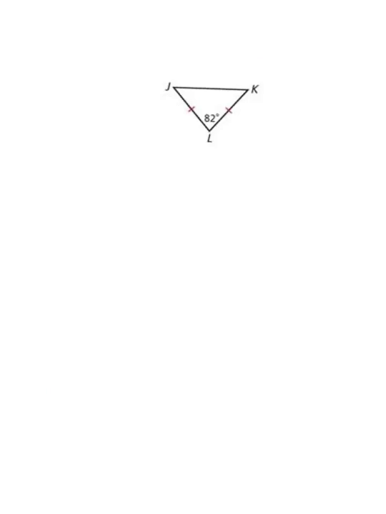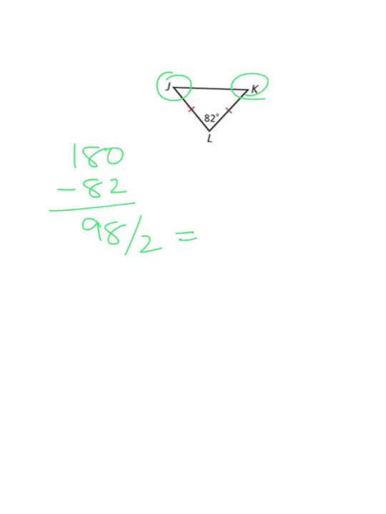And looking at our next example, we have the measurement of angle L is 82. And again, I know that the sum of the interior angles of a triangle is 180. So if I take 180 minus 82, I get 98. At this point, then, I'll divide it by 2 because I know the angle J and angle K are going to be congruent because they're opposite the congruent sides. So that gives me 49.